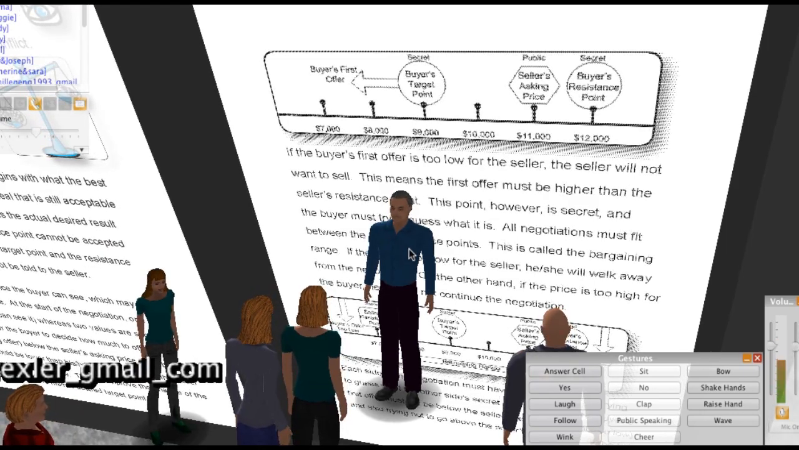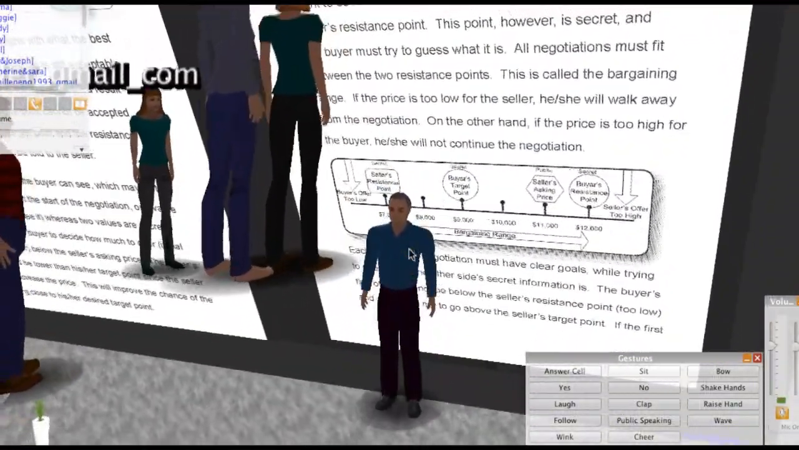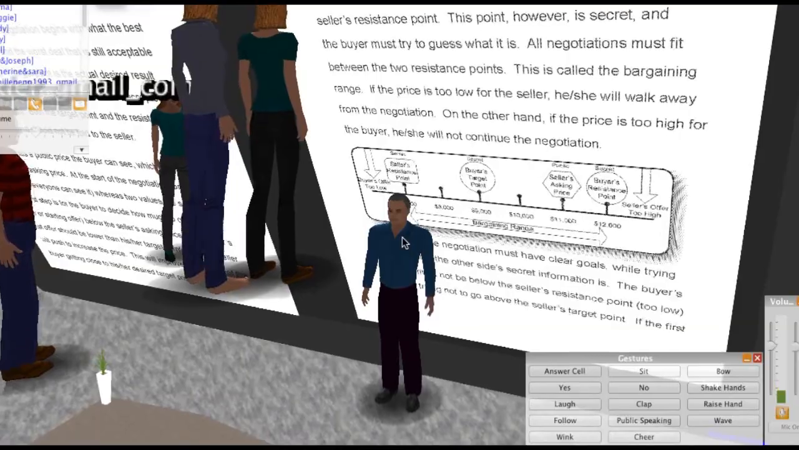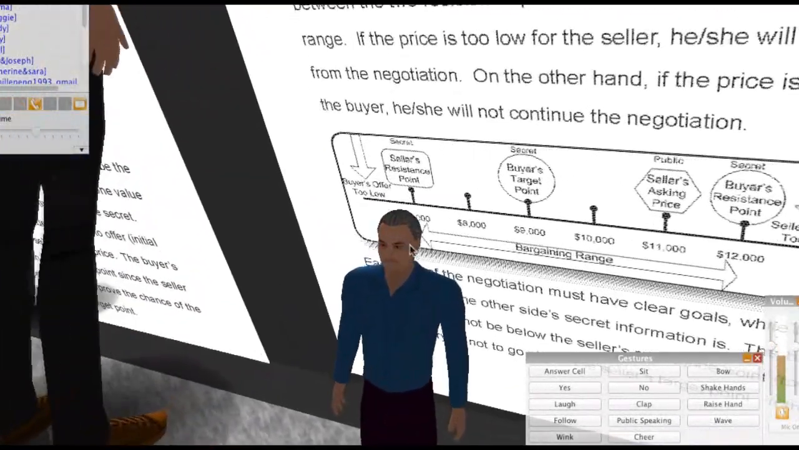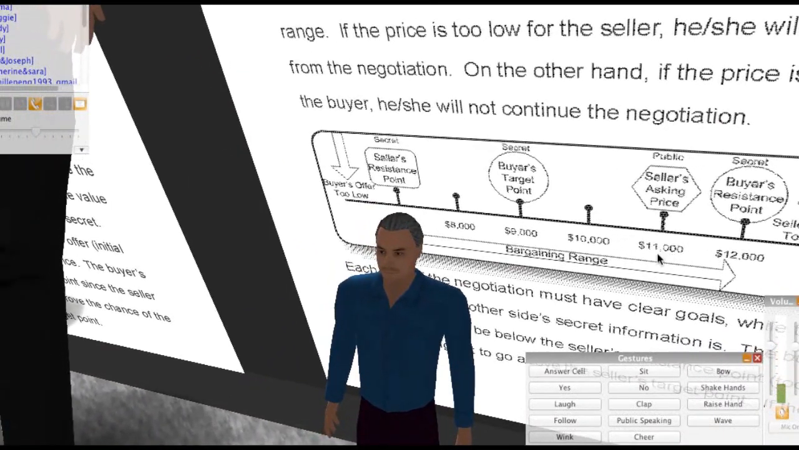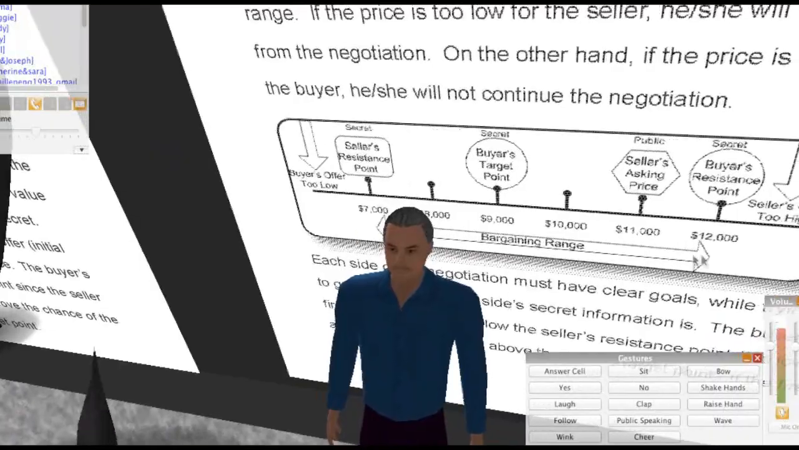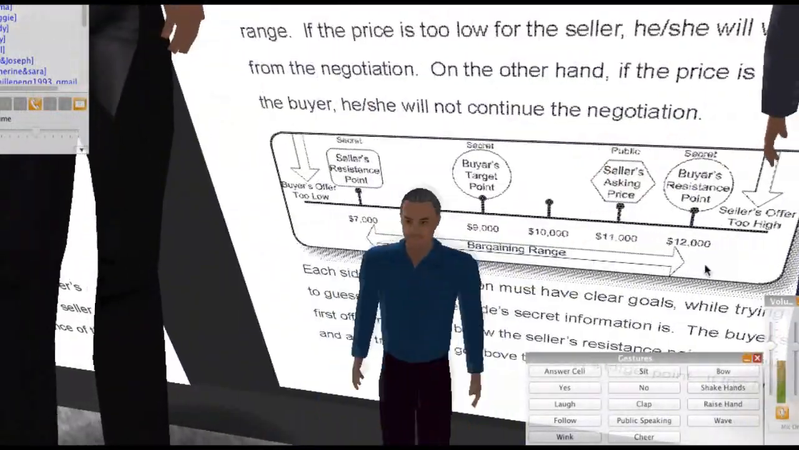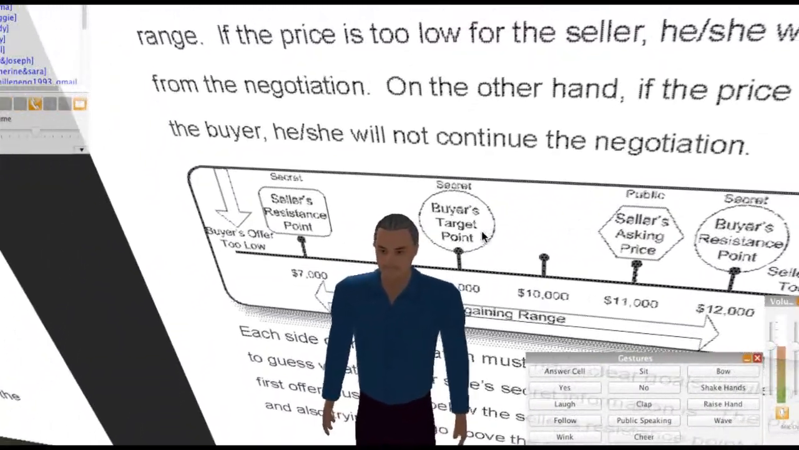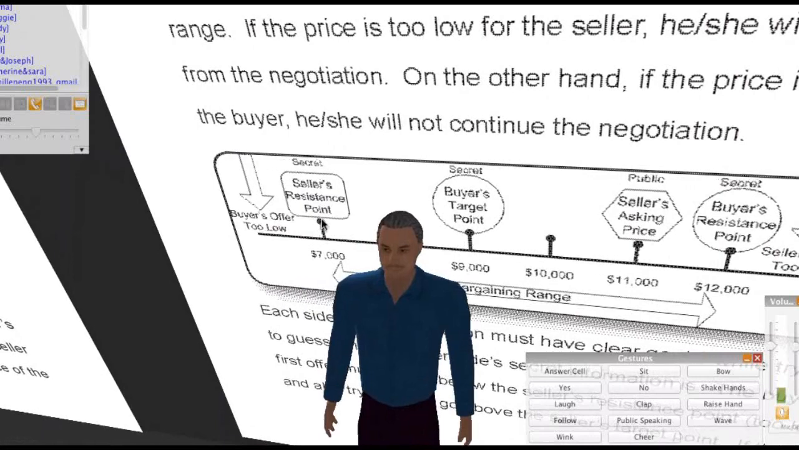Okay, let's look at the next slide here. I'm going to go down and then back up to this next slide. There we go, this next one here. Okay. So this next slide adds a little bit more information. What do we see in this slide here? We add more data from the seller. So remember, we began with the seller's asking price, which is public information, $11,000. We also have the buyer's resistance point, 12,000. Cannot buy more than 12,000. We also have the buyer's target. The target is 9,000. Now we're going to add the seller's resistance point.